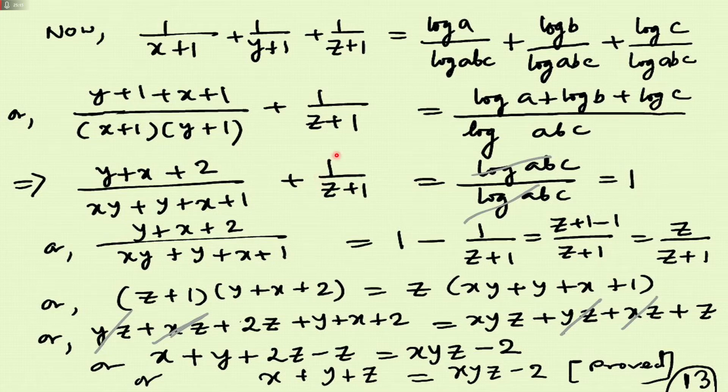In the next step, just take this 1 by z plus 1 to the right hand side of the equation, and you will have 1 minus 1 by z plus 1. After completing LCM, you will have z plus 1 minus 1 by z plus 1. This will give you only z by z plus 1. So you have y plus x plus 2 by xy plus y plus x plus 1 is equal to z by z plus 1. Now cross multiply them, and you will have z plus 1 into y plus x plus 2 equal to z into xy plus y plus x plus 1.